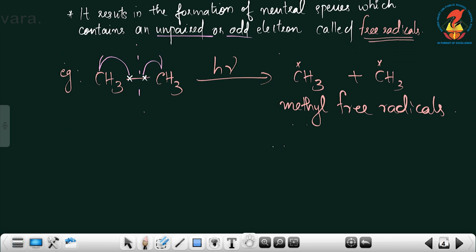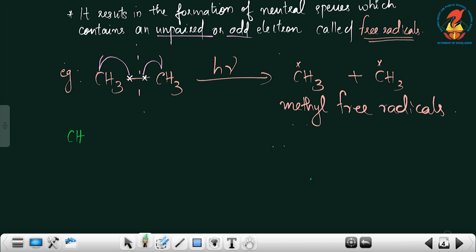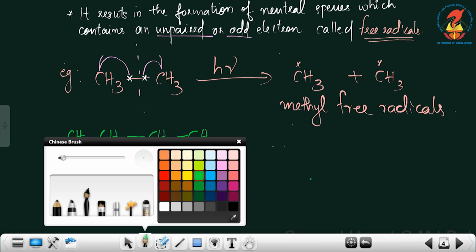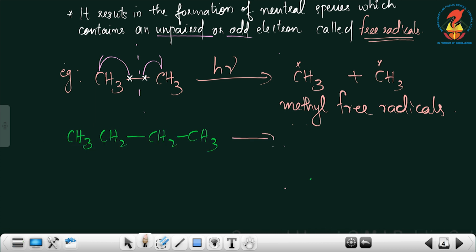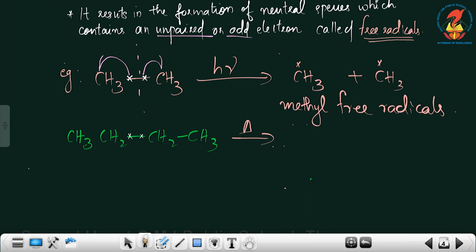Now we will see one more example. CH3, CH2, CH2, CH3, in the presence of heat. Here also we know that a single bond means two electrons.